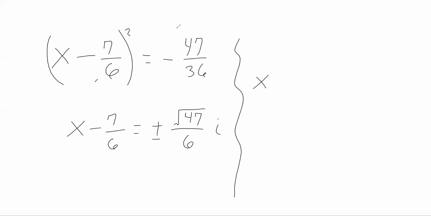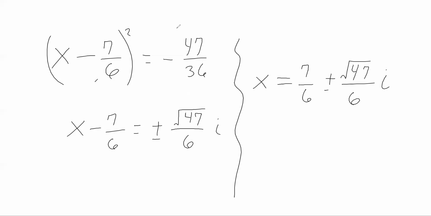If you're not familiar with i, don't worry about it right now. Just accept the answer, and maybe I'll do a video on complex numbers at some point here, but our solutions are 7/6 plus or minus radical 47 over 6, that times i. Those are two complex conjugate numbers.